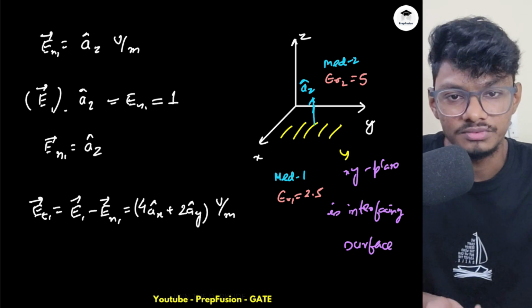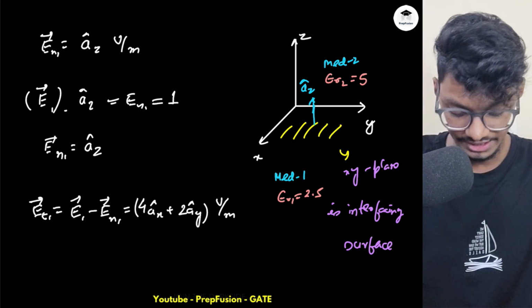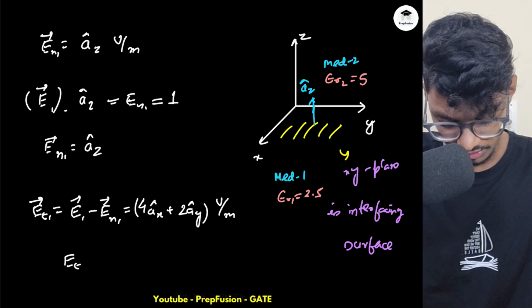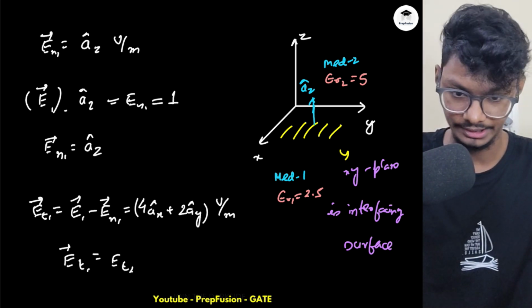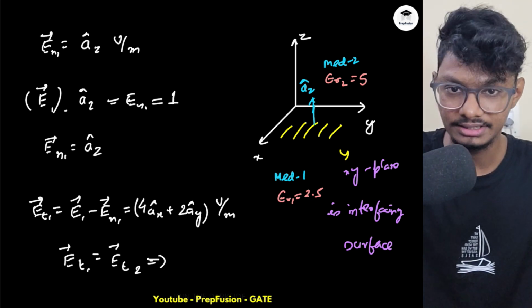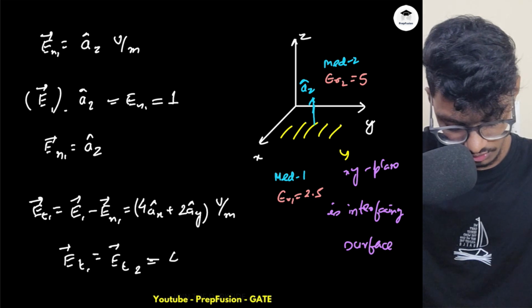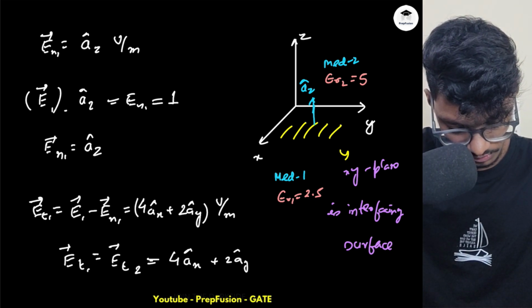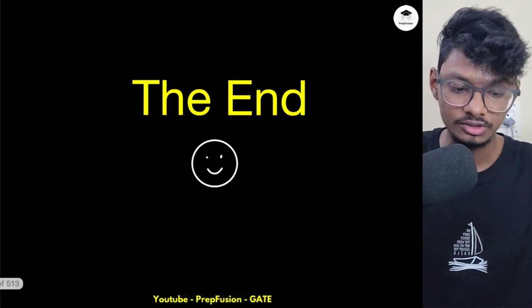So from this, what was the tangential component relationship? Et1 should be equal to Et2, correct? If both of them are the same for a dielectric interface, I can say that Et2 will also be equal to 4ax plus 2ay volt per meter. And what will be the normal component?